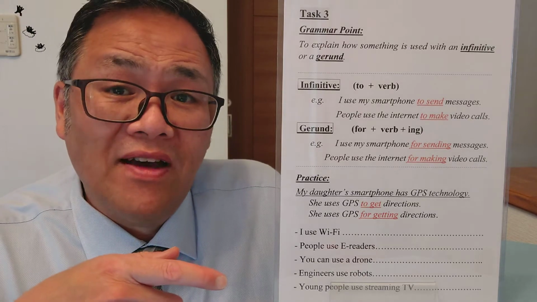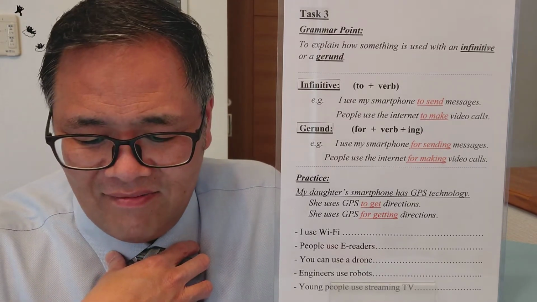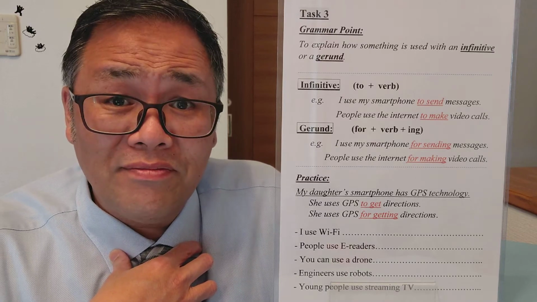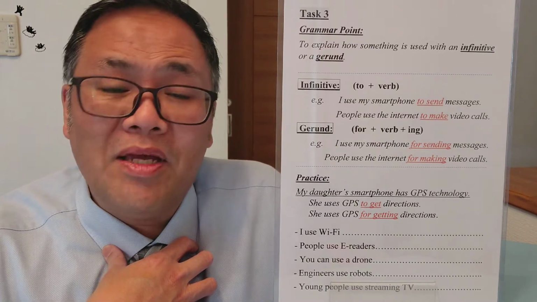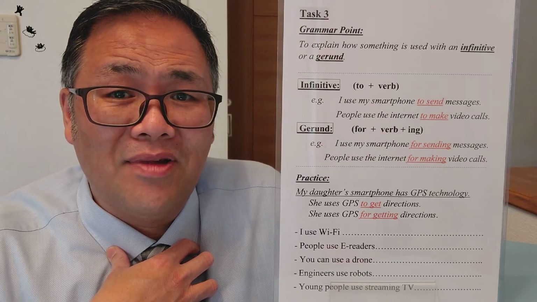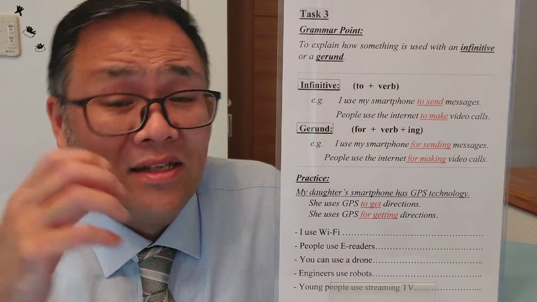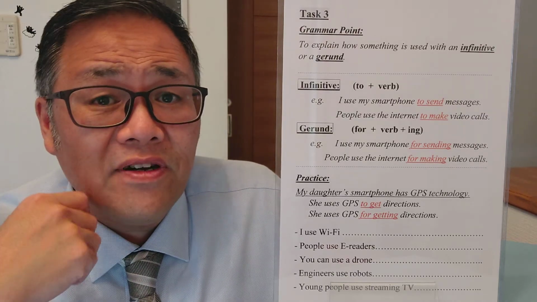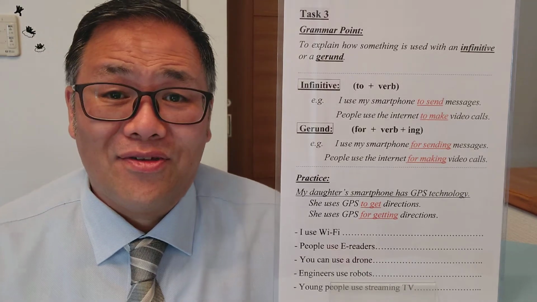I use Wi-Fi, something, something. People use e-readers. You can use a drone. Engineers use robots. Young people use streaming TV. So as an exercise, please complete these 5 sentences. It's your choice whether to use the infinitive form or the gerund form. Okay, so that's task 3.